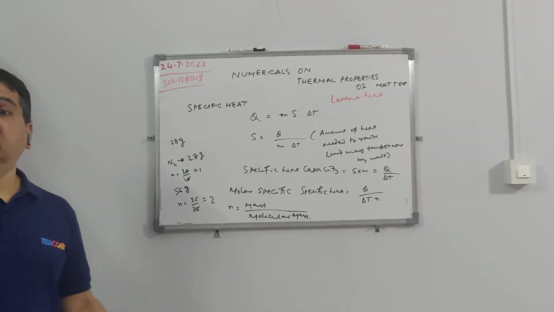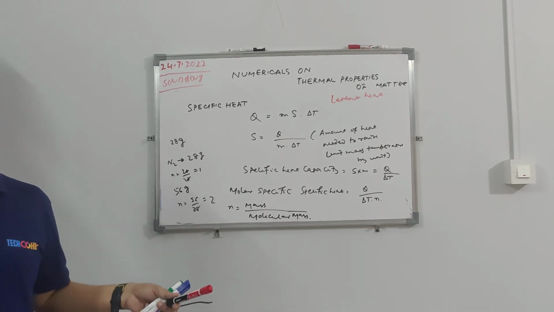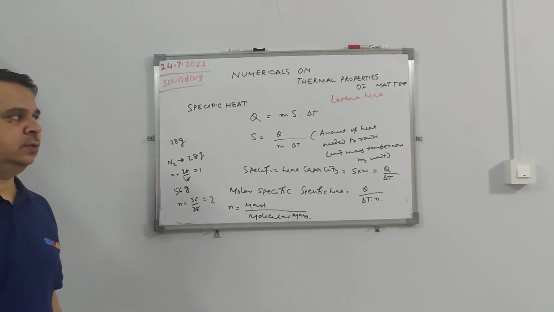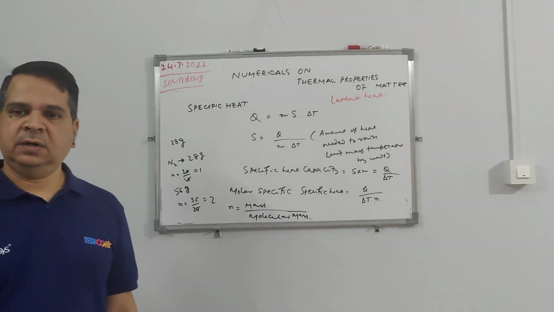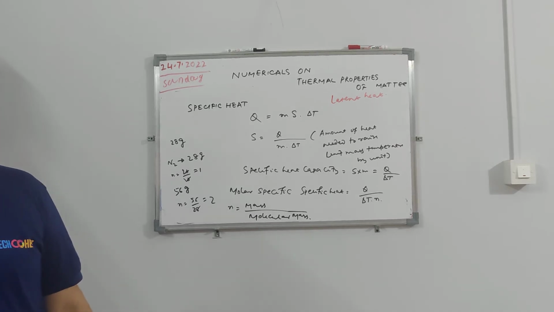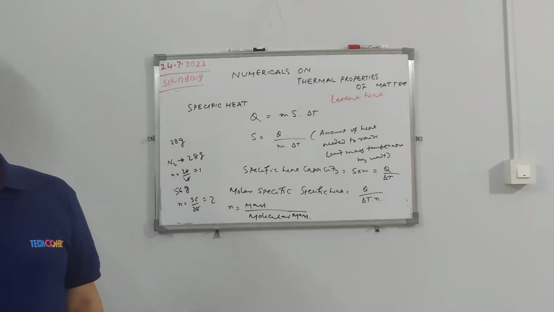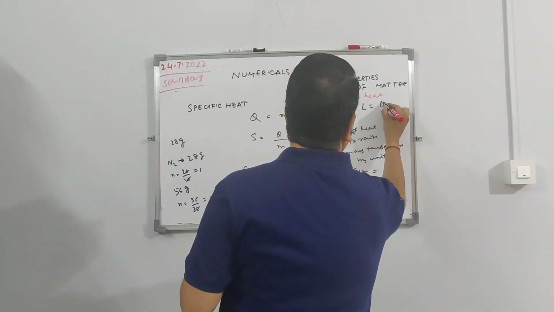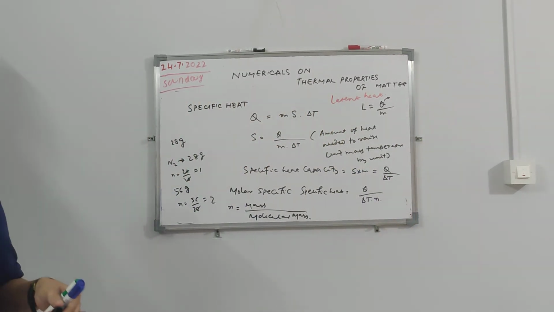So what does latent mean? Hidden or invisible. You cannot see any rise in temperature when melting or vaporization is happening. The change of state takes place at that temperature. The amount of heat required to convert unit mass of solid to liquid or liquid to vapor is called latent heat of melting or latent heat of vaporization. The latent heat formula is L equal to the amount of heat per unit mass required to convert the substance from one state to another.